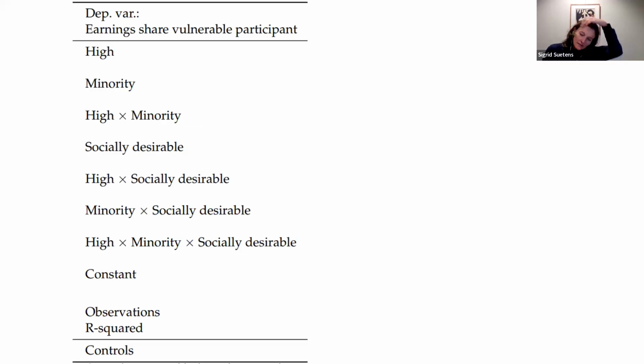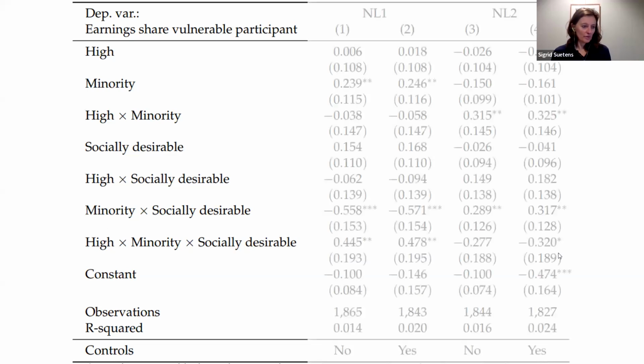Yes, and what we do is we divide the decision makers into two groups. Again, based on the median of this score, people with a high score we call socially desirable, the binary indicator, and people with a low score are part of the control group here. So here, I'm going to show you again these triple interaction regressions, where the dependent variable is the earning share of the vulnerable participant. And if social desirability bias is an important mechanism, then again here, the triple interaction should be positive, okay? So let me show you the results.